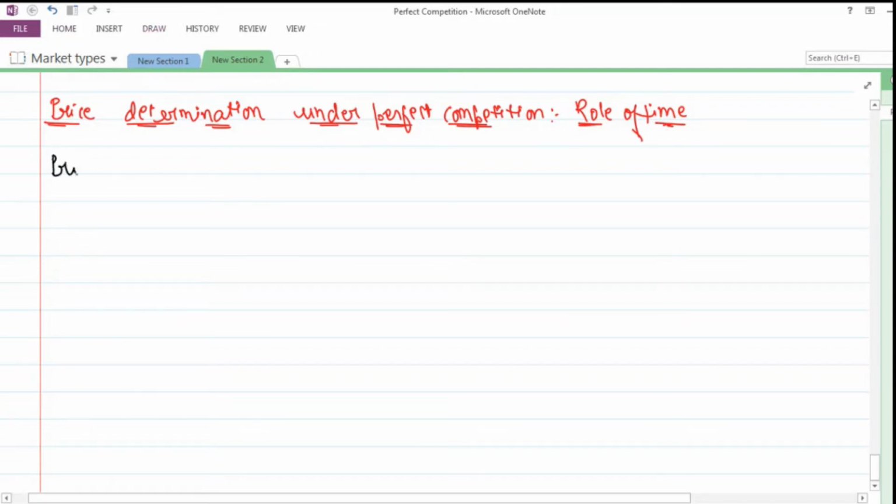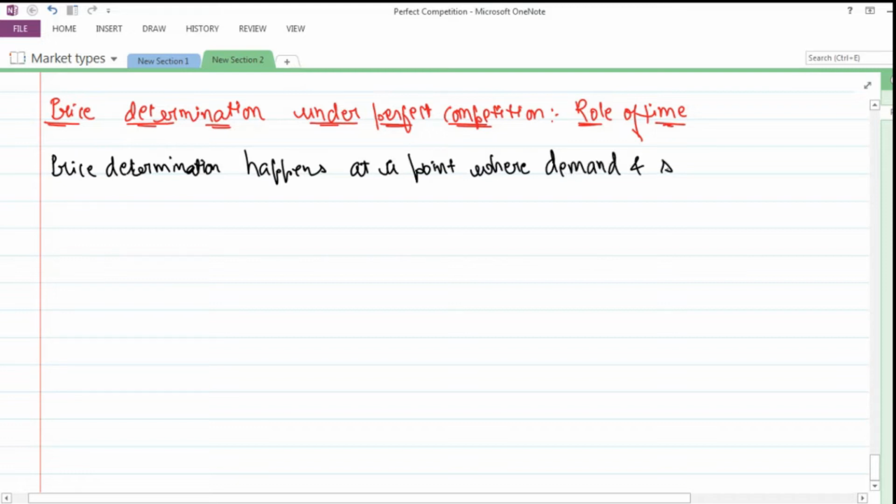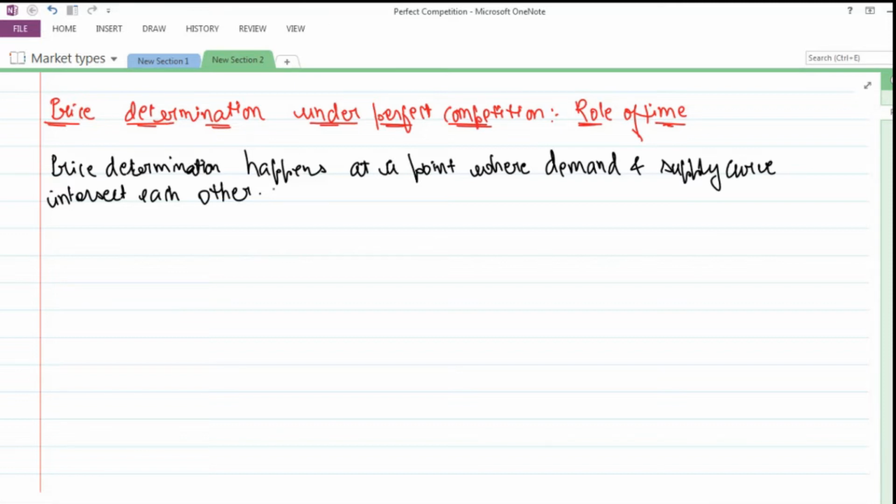So price determination happens at a point where the demand and supply curves intersect each other. Now, this is a point where the industry demand would be equal to the industry supply.